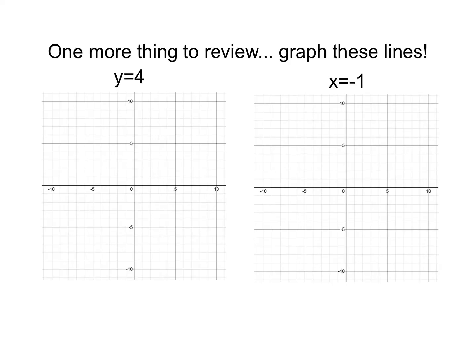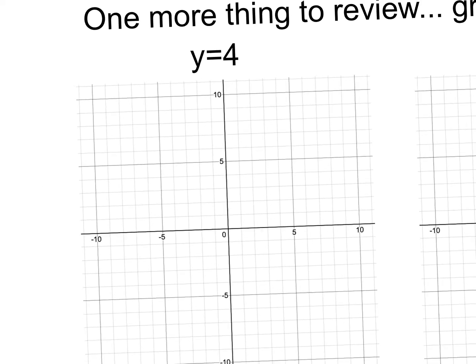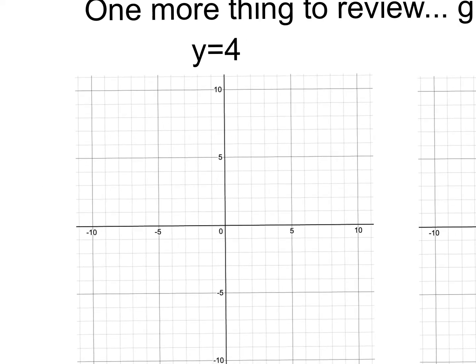Before we get started, we're going to review how to graph these two linear equations. If you remember from way back when, if you have a line equation y is equal to 4, it's almost like a horizontal line drawn at the point y is equal to 4. So I'm going to go up 1, 2, 3, 4, draw a point, and then draw that horizontal line through that point.